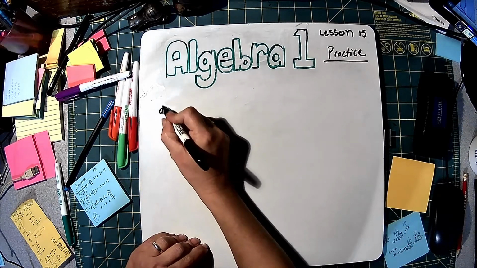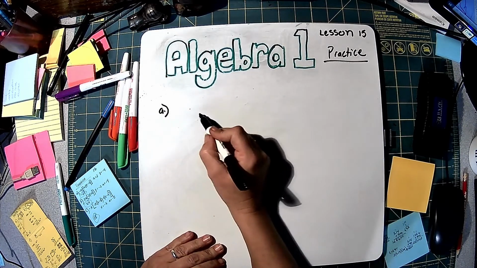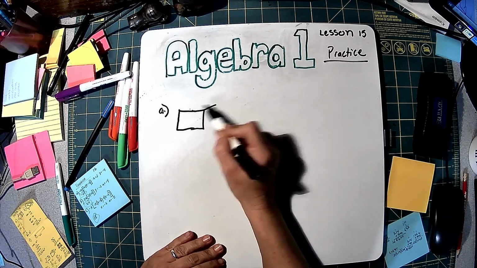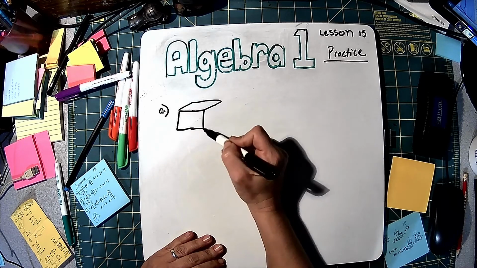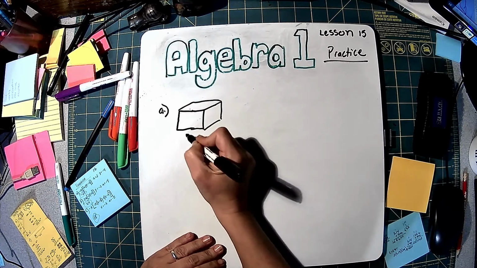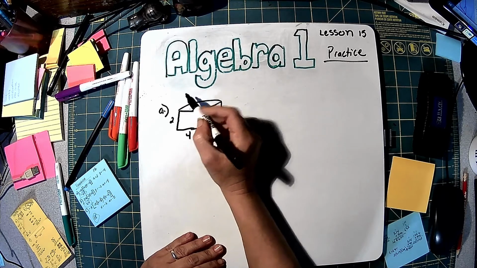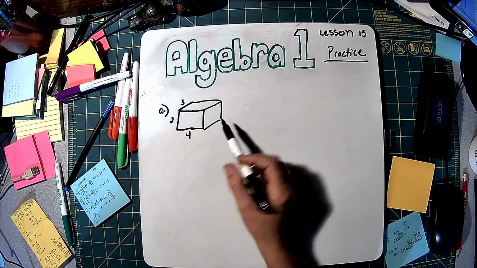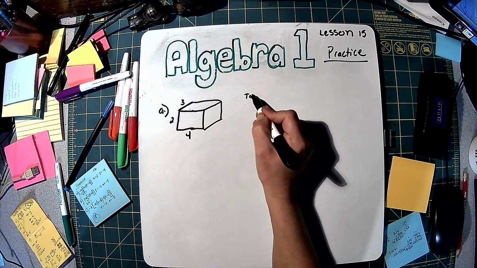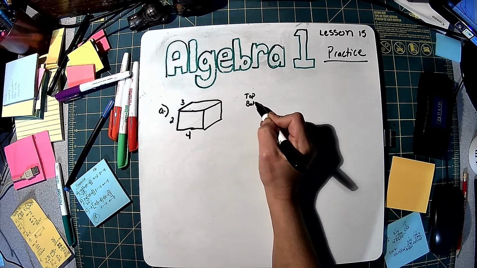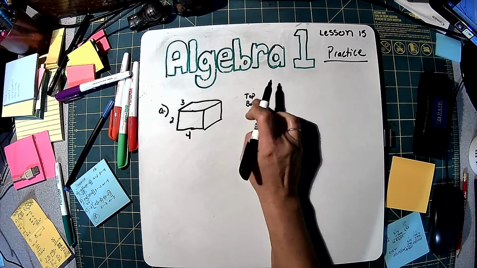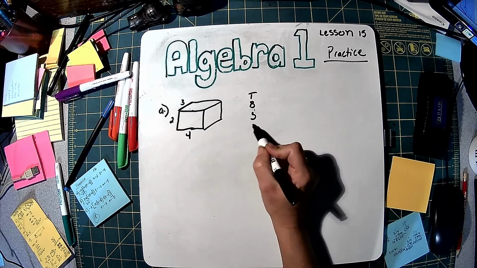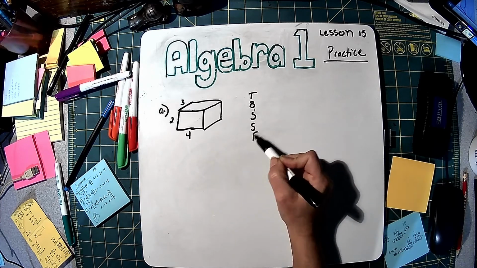So, practice A gives us a cube here. I'm terrible at drawing these. And it says this is 4, this one's 2 up and down, and then back right here is 3. Okay, and we have to find the surface area. So we're going to find the area of each one of its sides. It's going to have a top and a bottom. I'm just going to put T for top, B for bottom. It's going to have two sides, and it's going to have a front and a back.